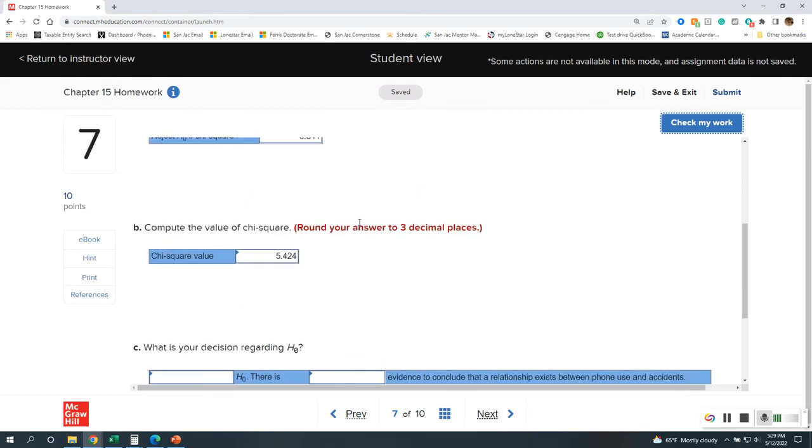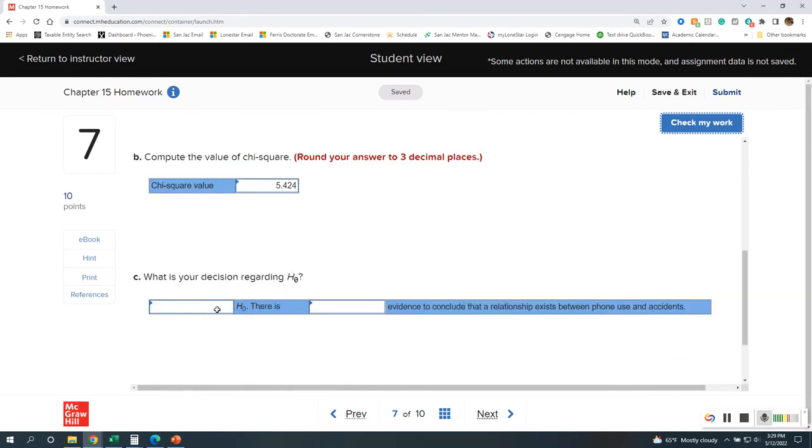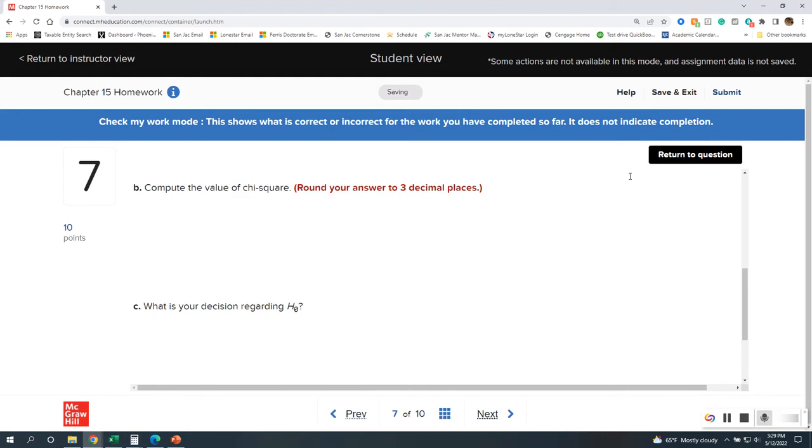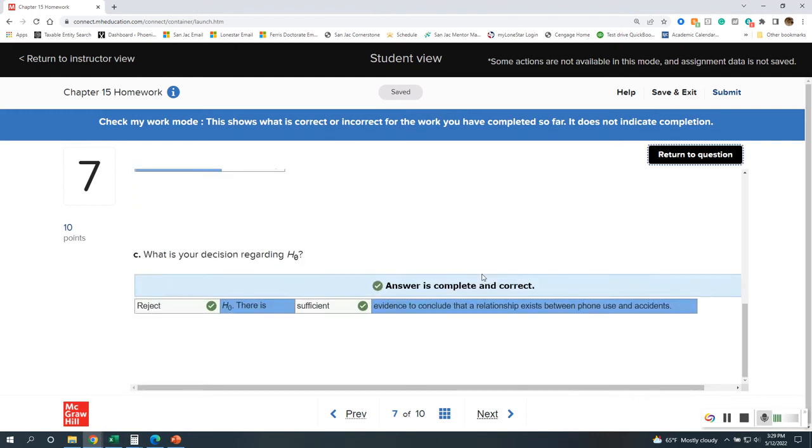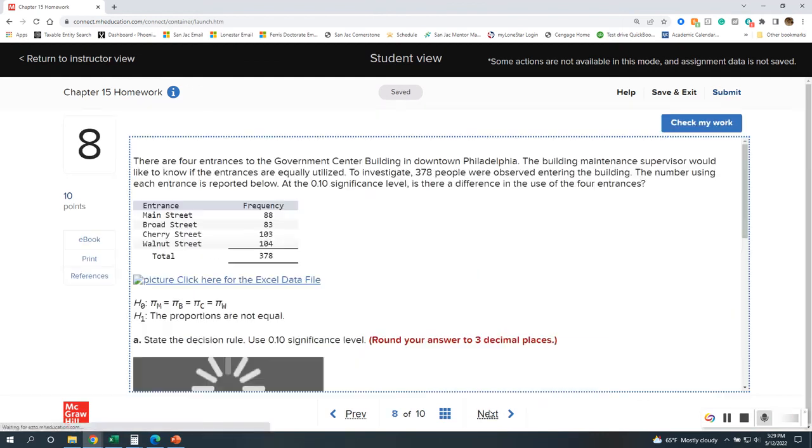Yeah, it happens. So again, it is greater. So we are going to reject. And there is sufficient evidence that there is a change. Nice.